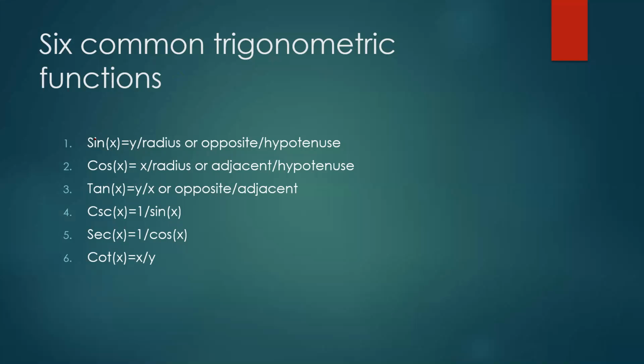So the first one is sine of x. Usually I just put x, but x can mean anything. It's just your angle, your unknown angle. It could be alpha, beta, gamma, all those Greek letters, but I just use x because it was easy to remember. So sine of x is also y over radius.